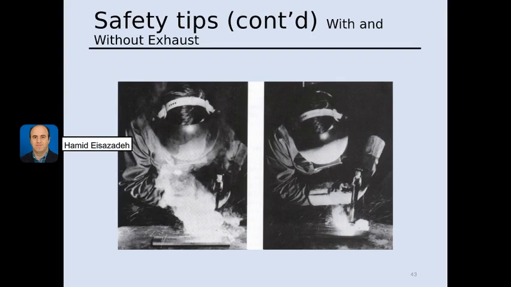This picture clearly shows how the exhaust can help the welder from the fume. This one doesn't have an exhaust, and this one has an exhaust, as you see. So the fume is taken out, and the fume doesn't go to the welder's face.